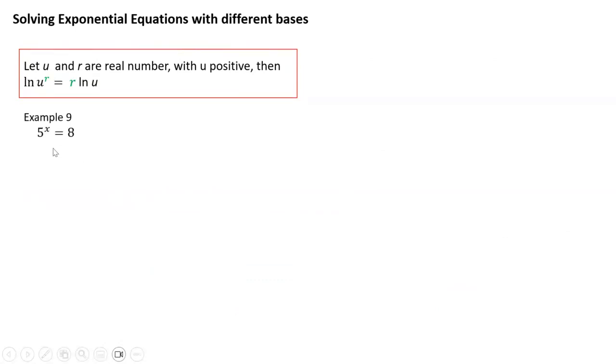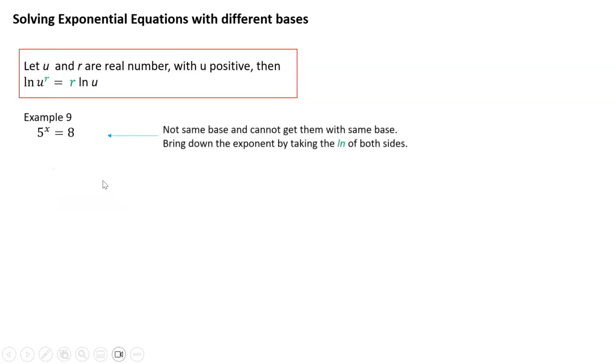For example, they always want you to see if you can find the same base. But at times you cannot find the same base. That's why this property is crucial to know how to use. For example, say that they told you to find the same base here, guys. It's really not possible to find the same base. So when that's the case, you can always apply the ln, the natural log.